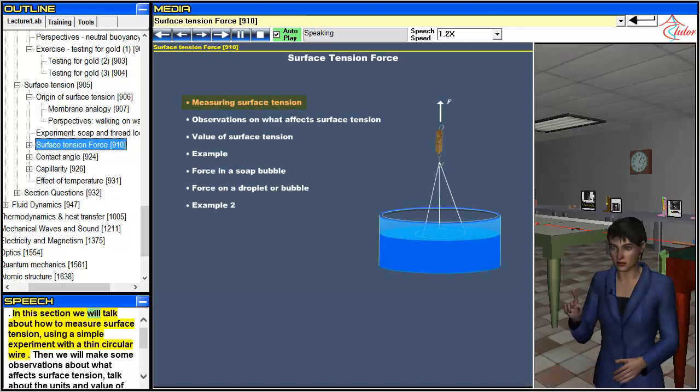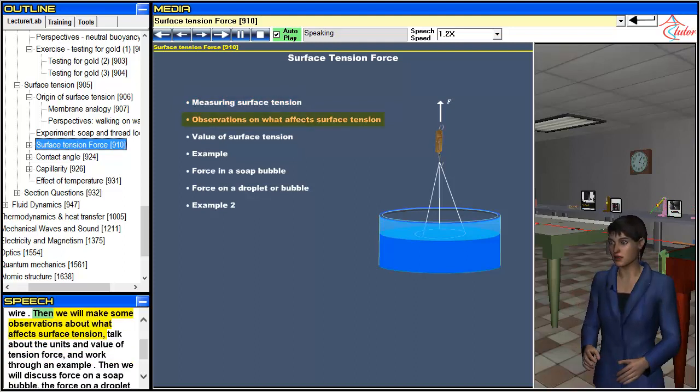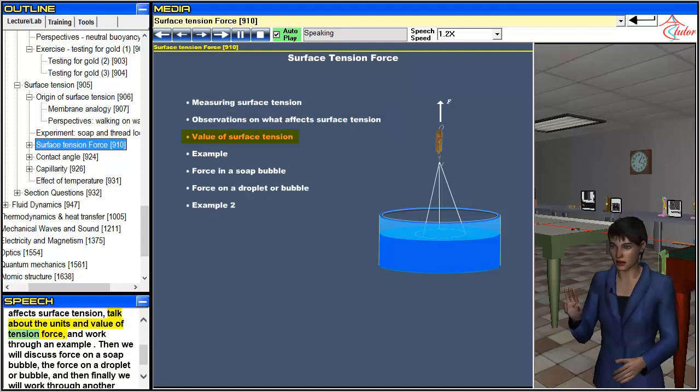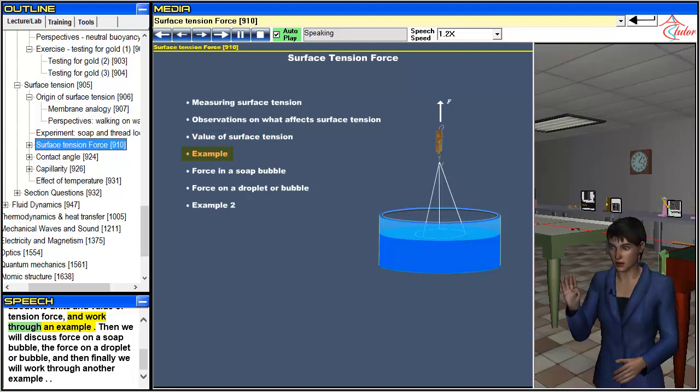In this section we will talk about how to measure surface tension, using a simple experiment with a thin circular wire. Then we will make some observations about what affects surface tension, talk about the units and value of tension force, and work through an example. Then we will discuss force on a soap bubble, the force on a droplet or bubble, and then finally we will work through another example.